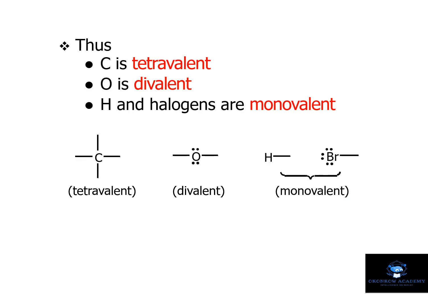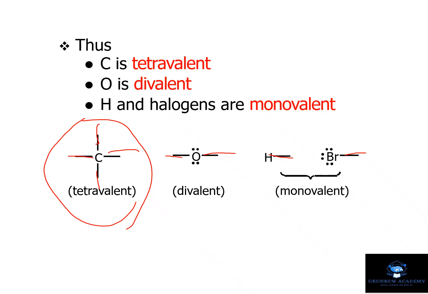Look at the structures on this slide. The dashed lines indicate the bonds that they can form. So oxygen has 2, nitrogen 3, hydrogen 1, bromine 1. So they are monovalent, divalent, tetravalent. Each one obeys these rules perfectly.